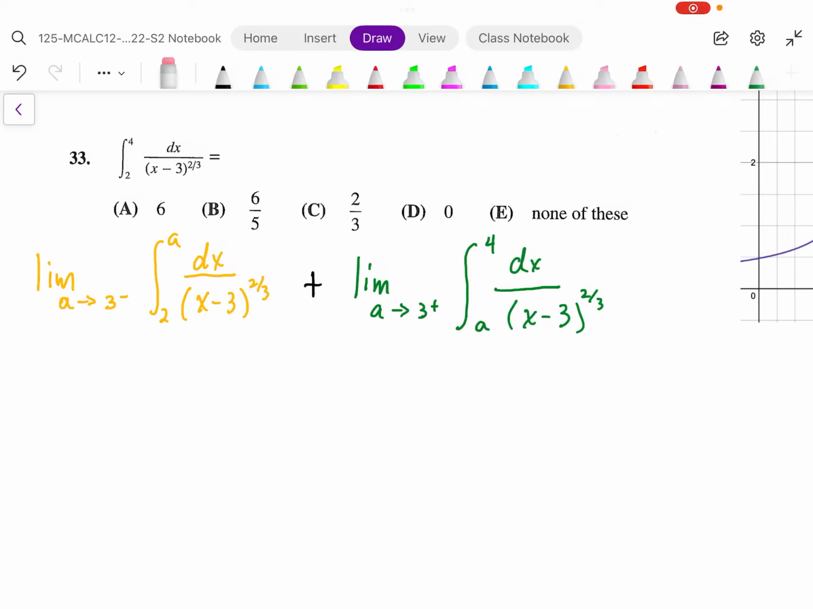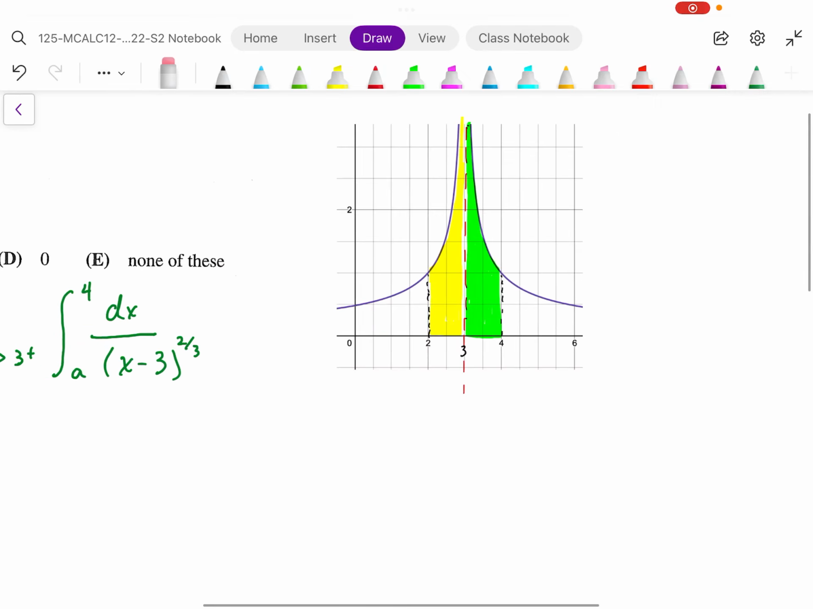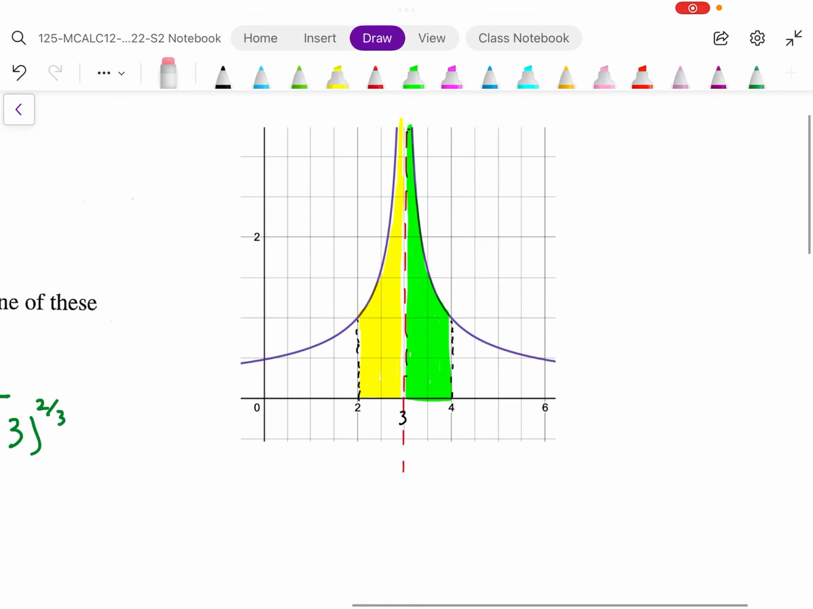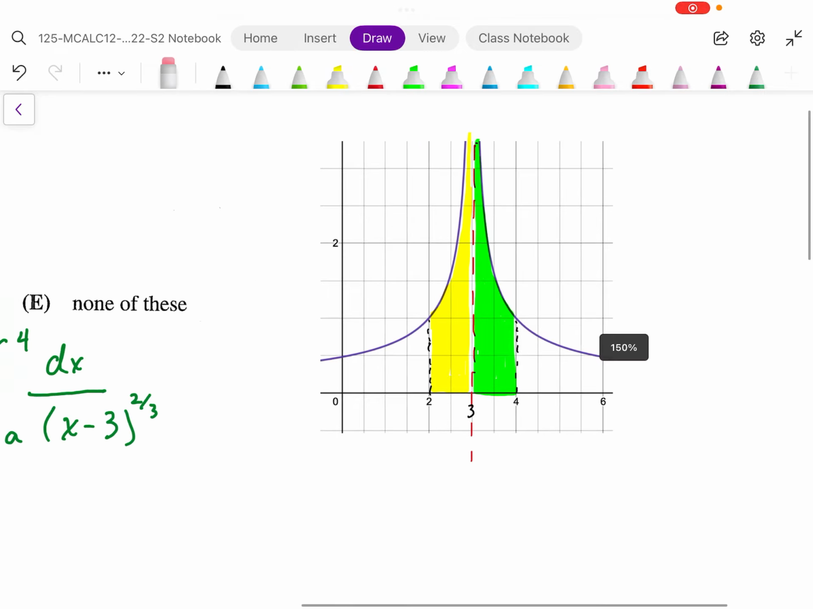Number 33. We're looking for the definite integral, or in other words, the area underneath the curve of 1 over (x minus 3) to the power 2/3 from 2 to 4. When we take a look at the picture of the graph, this is a graph of 1 over (x minus 3) to the power 2/3, and we can see that the area that we're looking for, we're going to integrate across a vertical asymptote. So this is something that we have to be careful of, we can't do.